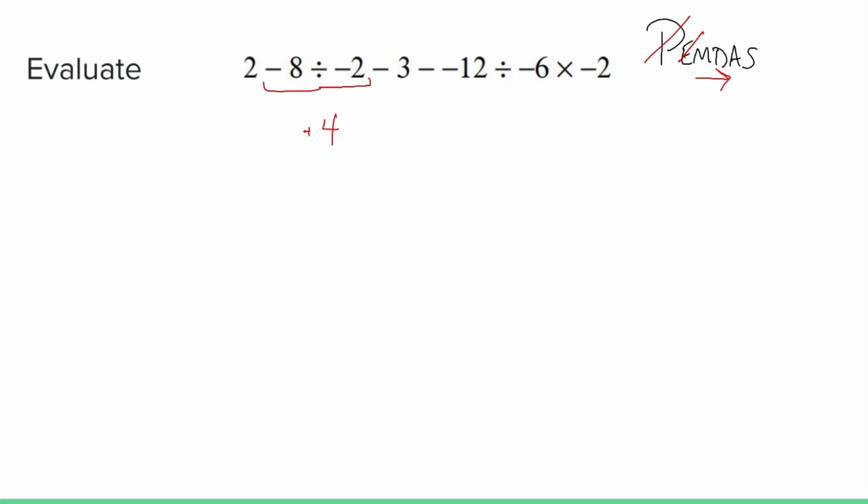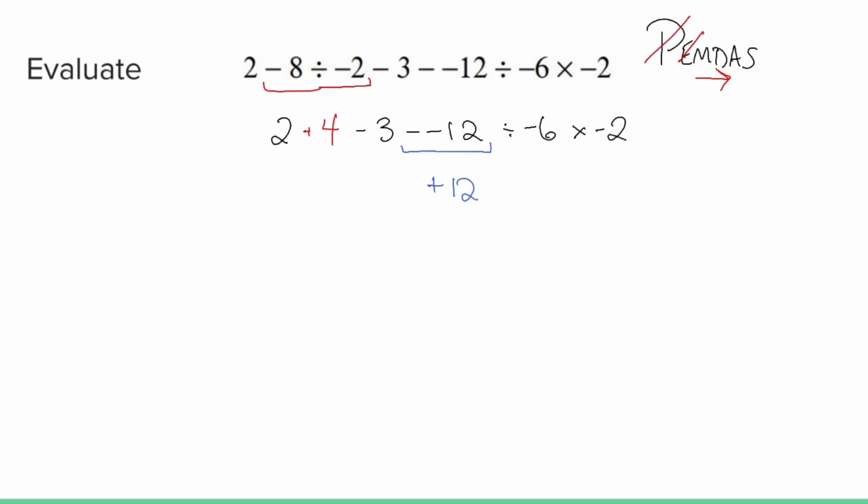So let's drop everything else. 2 plus 4 minus 3 minus 12 divided by -6 times -2. All right, so let's keep scrolling left to right. You're a plus sign, you're a minus sign, you're a double negative. Technically, double negative is a multiplication problem. A negative times a negative becomes a positive, so drop down the +12.